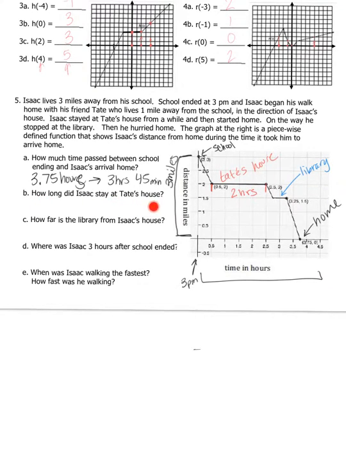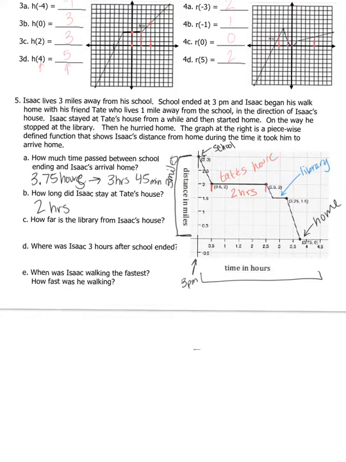How long did Isaac stay at Tate's house? Oh, we already answered that question. He stayed for 2 hours. And you can see that here. Remember, each of these little tiny boxes is a half an hour. So if he stayed 4 half an hours, he stayed 2 whole hours.